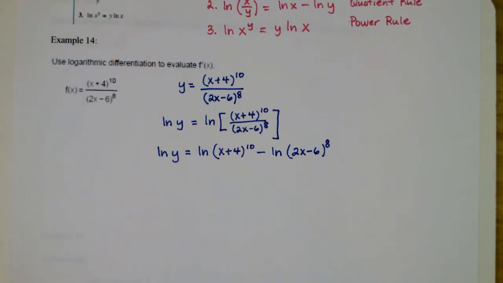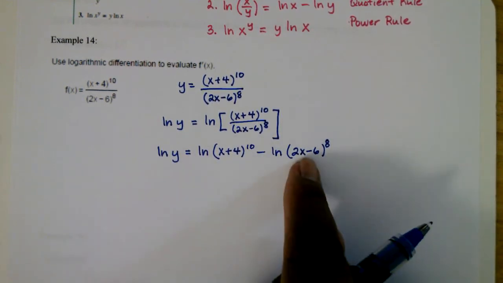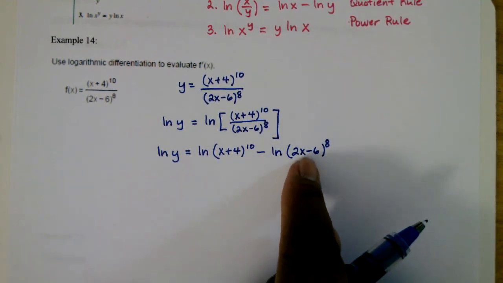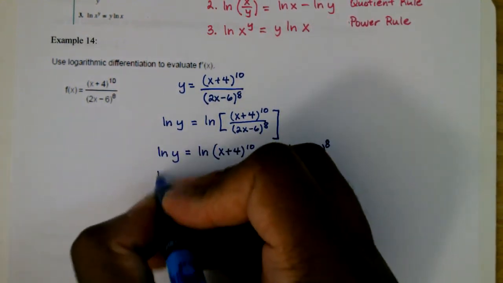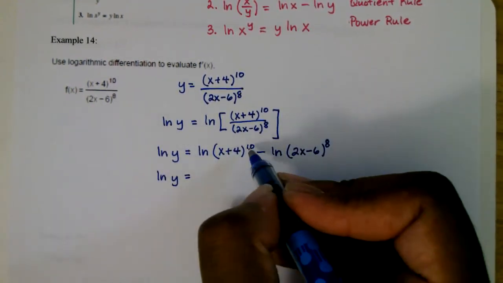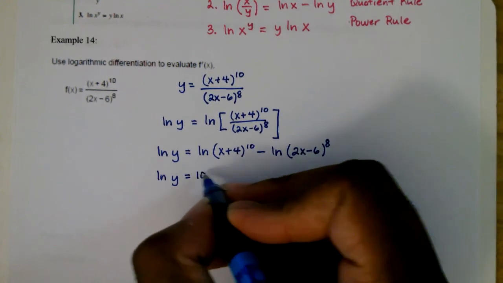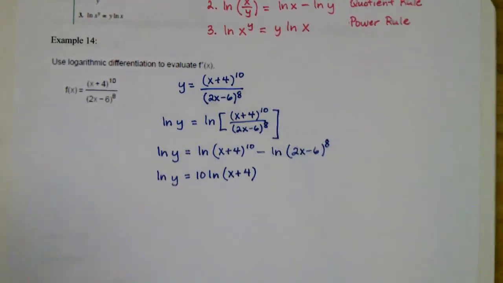Okay. Now, on the right side of this equation, for each of these terms, I'm going to apply the power rule because I have exponents here. So let me bring down ln of y, and that's equal to, if I apply the power rule, I need to bring the 10 in front of the natural log of the quantity x plus 4. Notice I'm keeping the parentheses around the x plus 4 because I'm taking the natural log of the whole thing.